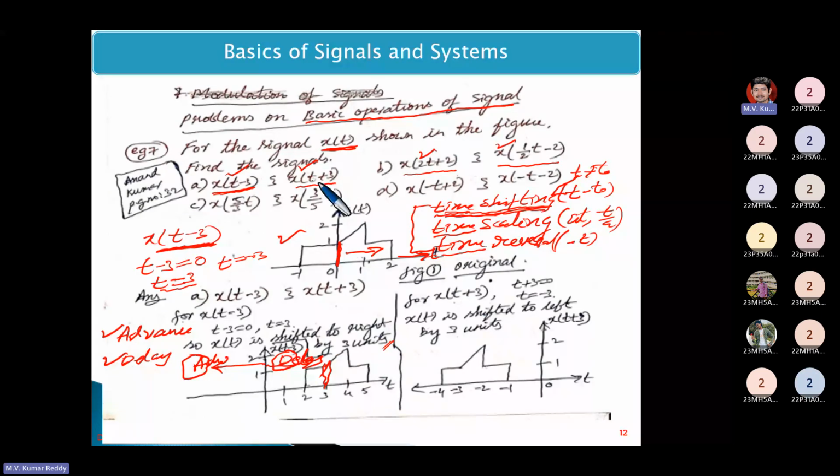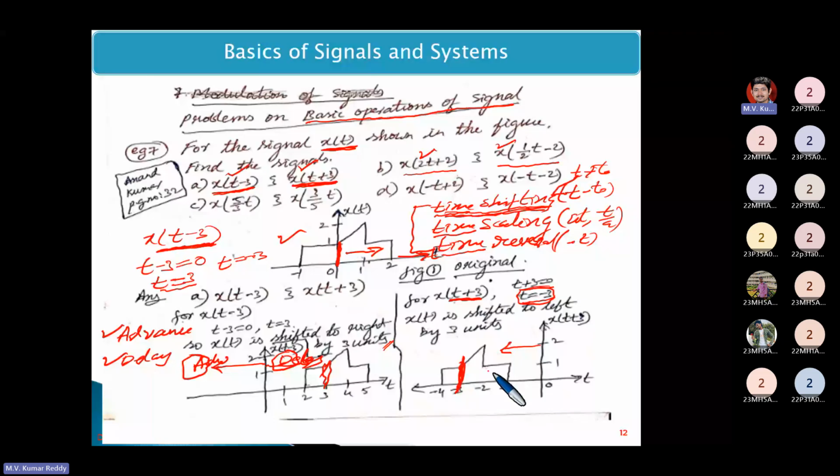We are going for the next problem. We have to equate the bracket value to zero. t plus 3 is equal to 0, t is equal to minus 3. Minus 3 means it should be shifted to the left side by 3 units. It is called time shifting.